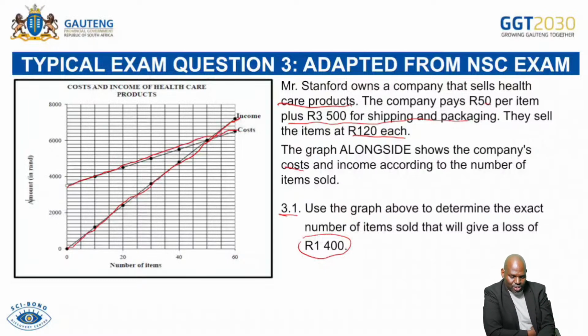So where's our loss here? So this whole part will be a loss. So our loss is somewhere there. It's only after this point where you can see that the graph of income is above the graph of the cost. So there's a profit. So for 1,400, our forecast must be there.